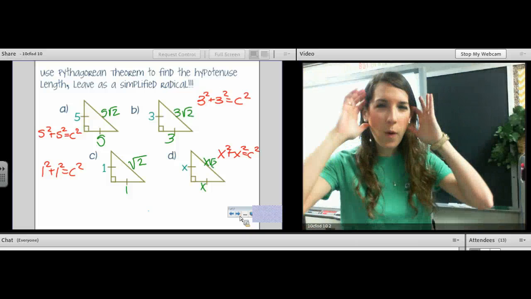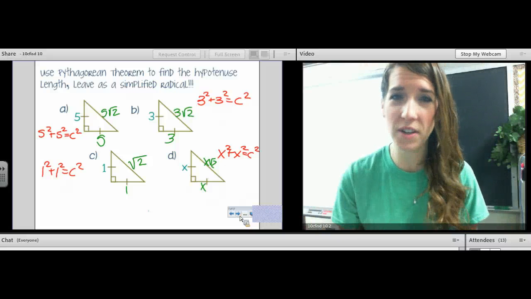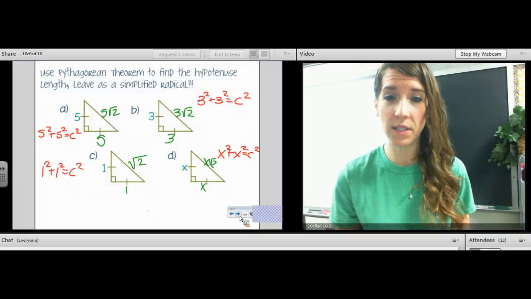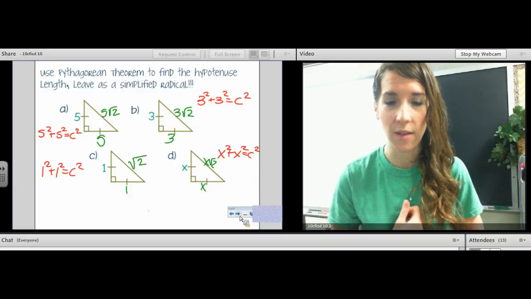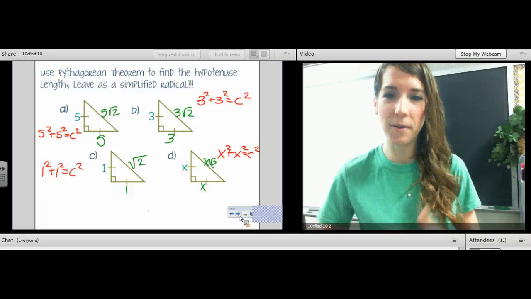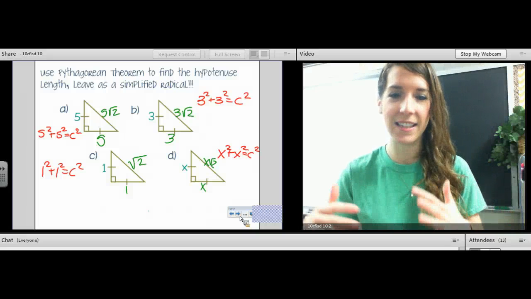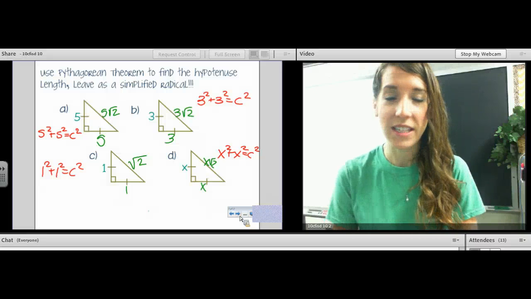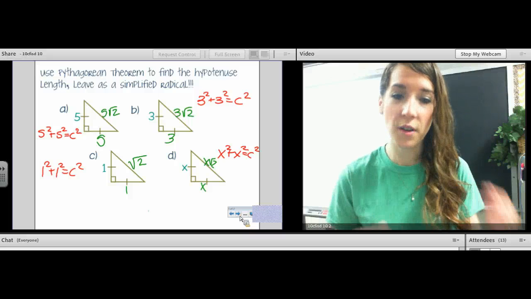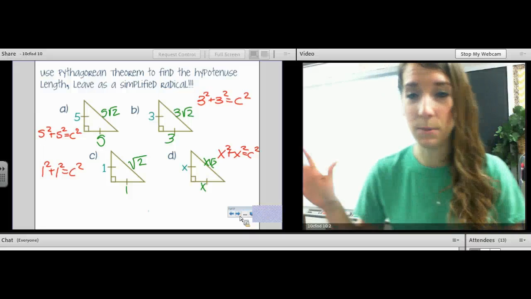Now, when something happens twice, you think of it as a coincidence. But when something happens 4 times with 4 different numbers, you might think, hey, this might be more than just a coincidence. This might be a rule. Do you see what's going on in all 4 of these triangles? Look at A: 5, 5, 5 root 2. Look at B: 3, 3, 3 root 2. Look at C: 1, 1, 1 root 2. Look at D: X, X, X root 2. This is not a coincidence. This happens every single time. So if our triangle is a 45, 45, 90 triangle, we don't have to do Pythagorean Theorem ever again because we have a shortcut.